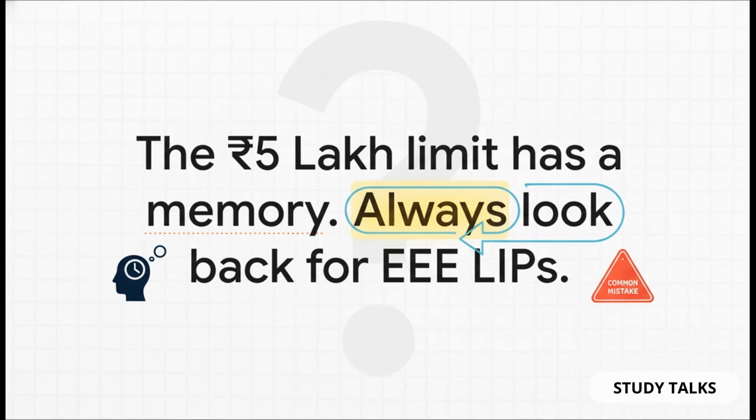So what's the one big idea from all of this? It's simple. The 5 lakh limit has a memory. It doesn't just reset to 0 every year. You must always look back and account for the premiums of any earlier exempt eligible LIPs. That right there is the #1 trap. So now you've mastered when a policy becomes taxable.